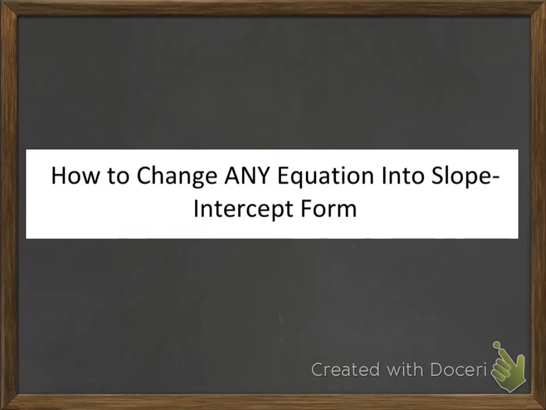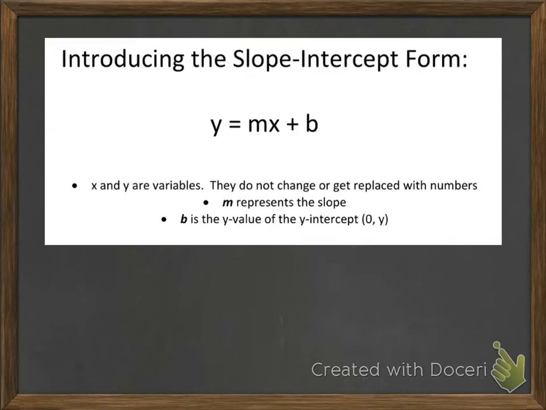Welcome to this video on how to change any equation into slope-intercept form. Remember, slope-intercept form means y equals mx plus b. X and y are variables, and they will always stay there. They don't get replaced with numbers. M represents the slope of the equation, and b is the y value of the y-intercept.